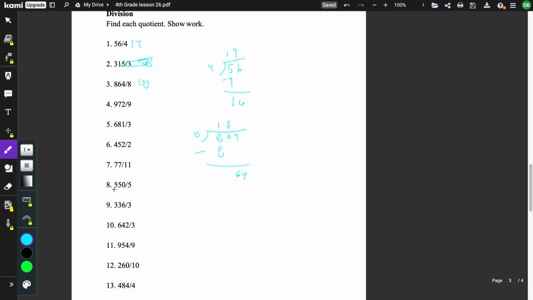We're going to go to question 8. 550 divided by 5. How many times does 5 go into 5? Once. And then how many times does 5 go into 5 again? Once. And yeah, so this is just going to be 110.